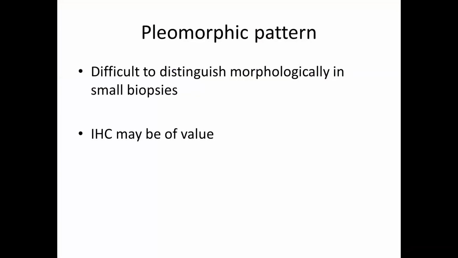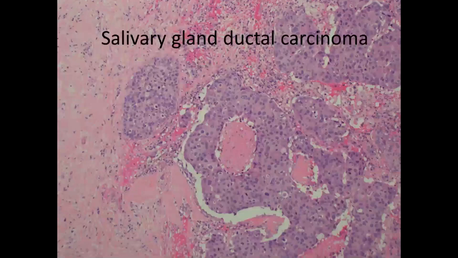IHC may be of value. So androgen receptor in this context is basically defining of a salivary duct carcinoma. P63 positivity might suggest a metastatic squamous cell carcinoma or a mucoepidermoid carcinoma. There are other stains like HMGA2 and PLAG1 that would suggest a carcinoma ex pleomorphic adenoma, but honing down on a specific diagnosis isn't necessarily that important in an aspirate, as long as you can just exclude a metastatic lesion.